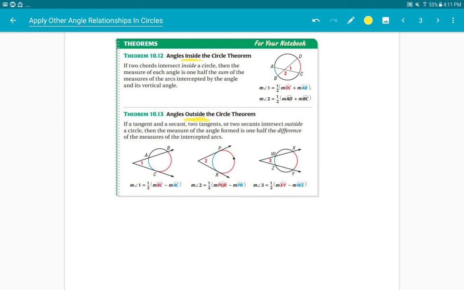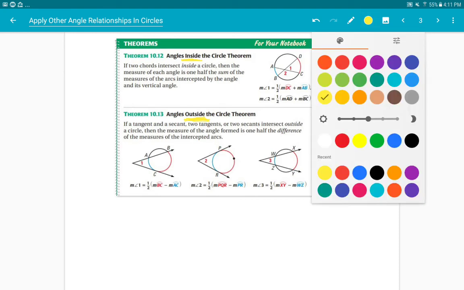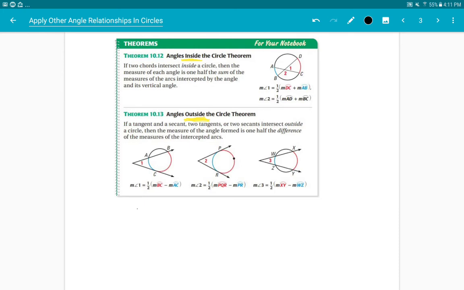Okay, so let's read the first theorem. It says if two chords intersect inside a circle, then the measure of each angle is 1/2 the sum of the measures of the arc intercepted by the angle and its vertical angle. Let's take a look at that case here. What it's saying is it's the average of the arc that it intersects as well as its vertical angle. So let's look at angle 1 here.